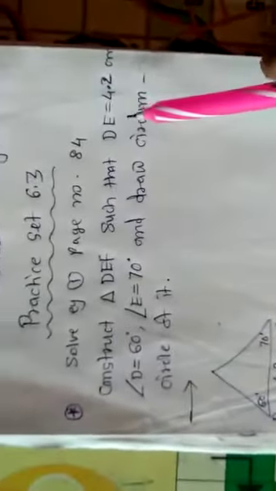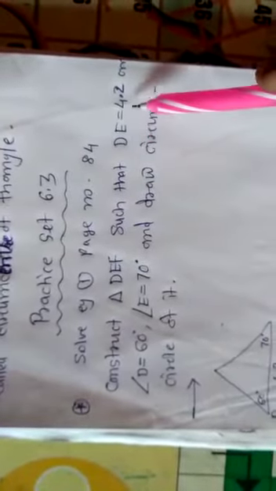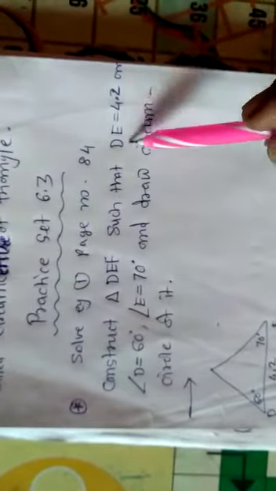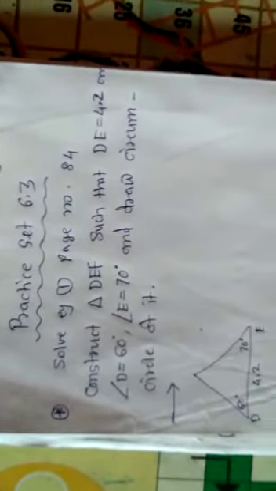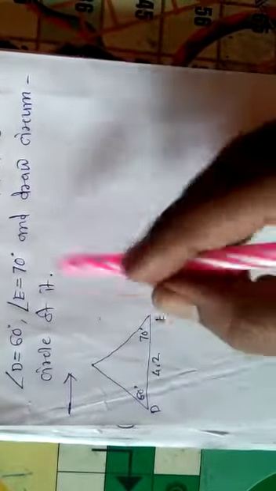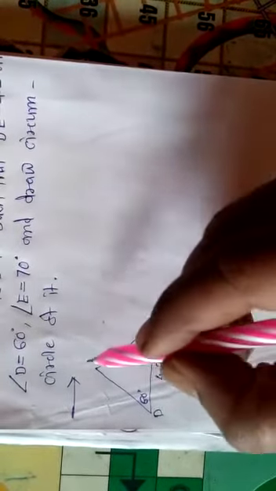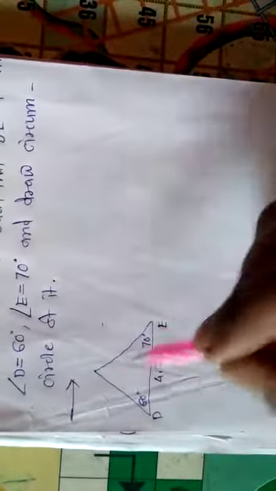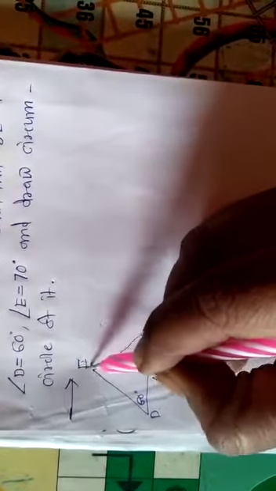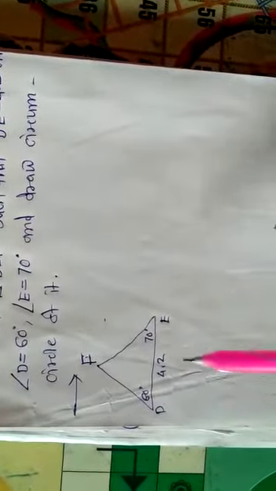Rough figure. What is the base? DE equal to 4.2 cm. This is the base, so we take base DE and label it DE 4.2. How much is angle D? 60 degrees. How much is angle E? 70 degrees. So this is D, then this is E, and obviously this is F, the third vertex of triangle DEF. According to this rough figure, we want to draw a fair figure.